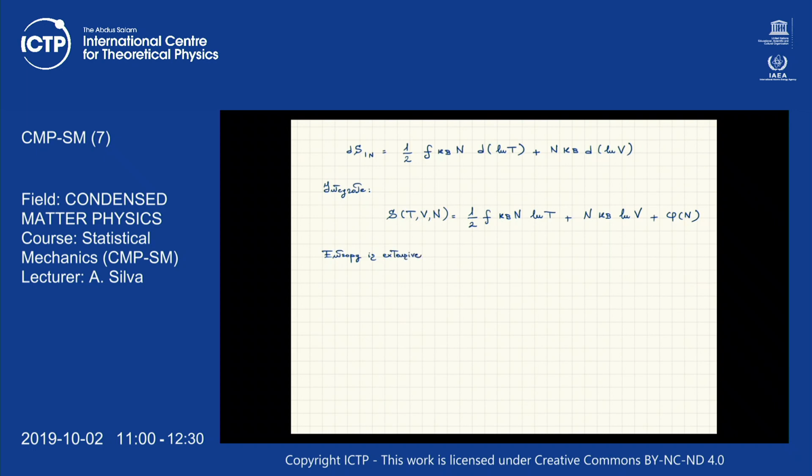So, since entropy is extensive, let's see the first term. Is this term extensive? Yes, it depends on n. This one, is it extensive? No, it's not extensive. It's super extensive. Why? It increases faster than n, because it has a logarithm of volume. Volume is extensive, so this is n log of n, if you want. So it's not extensive, this term.